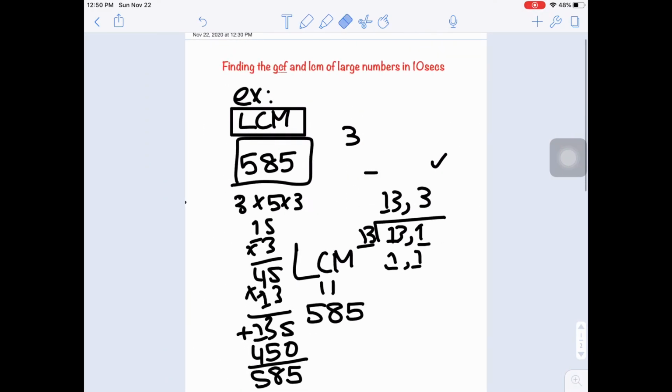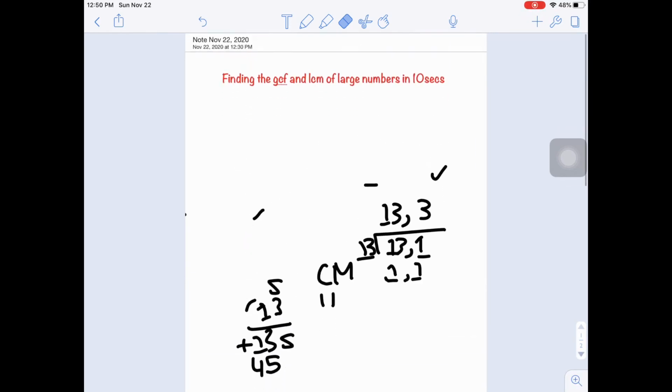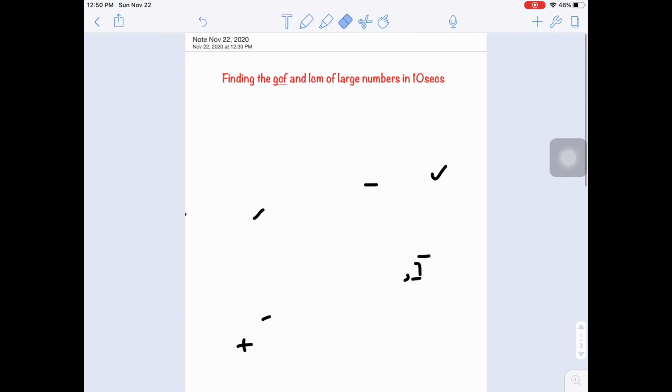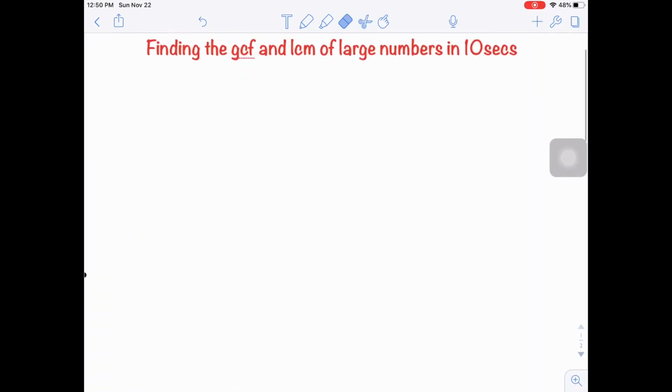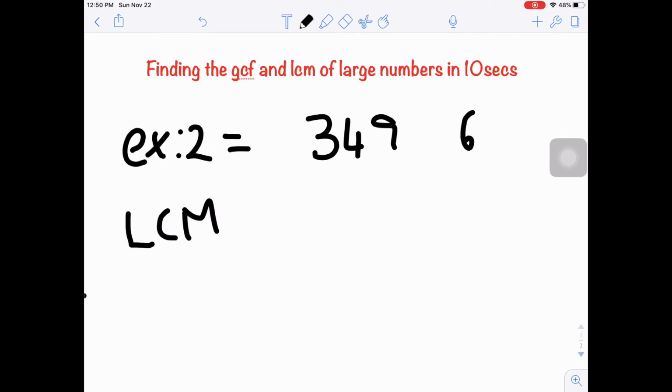LCM. We took a look at the first example. Now we're going to take a look at a pretty large number. Example number 2, 349 and 688. You could use this trick with any type of numbers, and let's take a look at this. So here is a hard one.